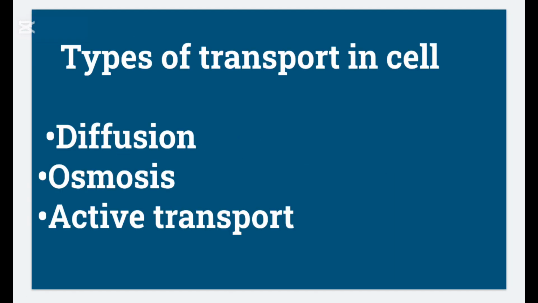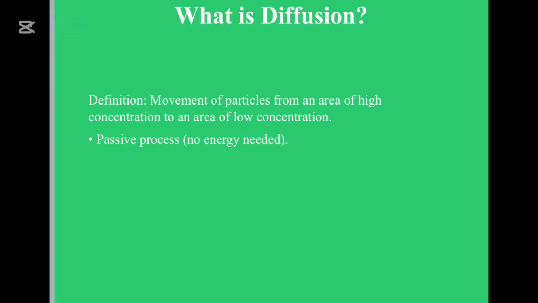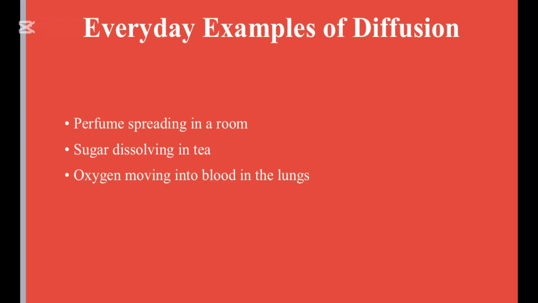Now, let's go to types of transport. The types of transport in cells include diffusion, osmosis, and active transport. Now, let's talk about diffusion. Diffusion is the movement of particles from an area of higher concentration to an area of lower concentration. And note that diffusion is a passive process. This means that it does not require energy. These particles can be liquid or gas, or let me use the word fluid.